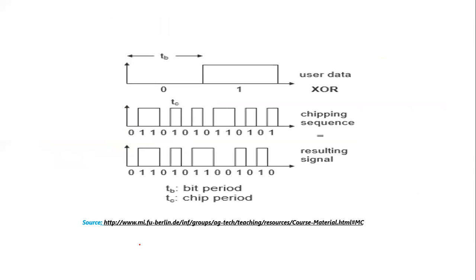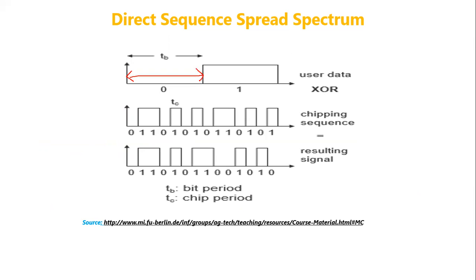So let us try to understand this concept with an example. Here is a simple example of direct sequence spread spectrum. This is the original signal that we want to transmit. You can see this original signal's clock pulse is of larger duration. Each bit's duration is TB. Whereas this is the chipping sequence: 0, 1, 1, 0, 1, 0, 1, 0, 1, 1, 0, 1, 0, 1. With this chipping sequence, we want to transmit this data.